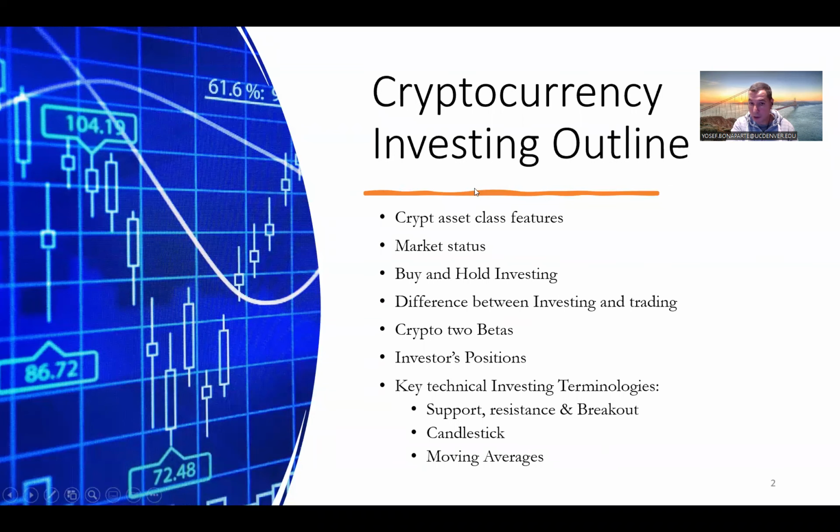We're going to look at the crypto asset class features, what makes crypto different from equity, market status, how to analyze a market status, buy and hold investing, what that is, the difference between investing and trading, crypto betas, investors' positions, and key technical investment terminology: support, resistance, breakout, candlestick, and moving average. All of those will give you an idea how to invest in the crypto asset class.